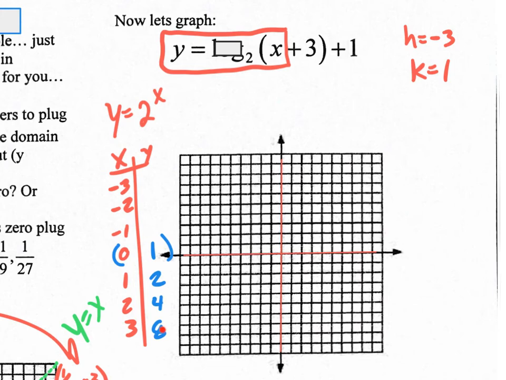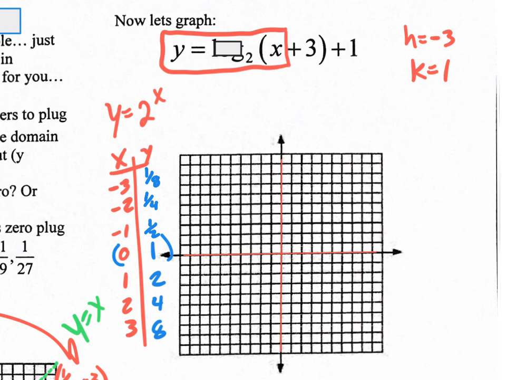Going backwards, it would not be multiplying by 2. It's actually multiplying by the reciprocal of 2, which is multiplying by half. 8 times half is 4. Times half is 2. Times half is 1. Times half is 1/2, times half is 1/4, times half is 1/8, and we know it keeps getting smaller and smaller and smaller by half.